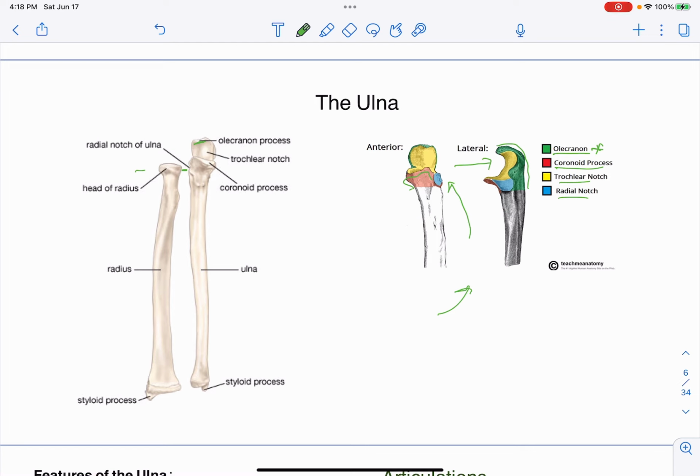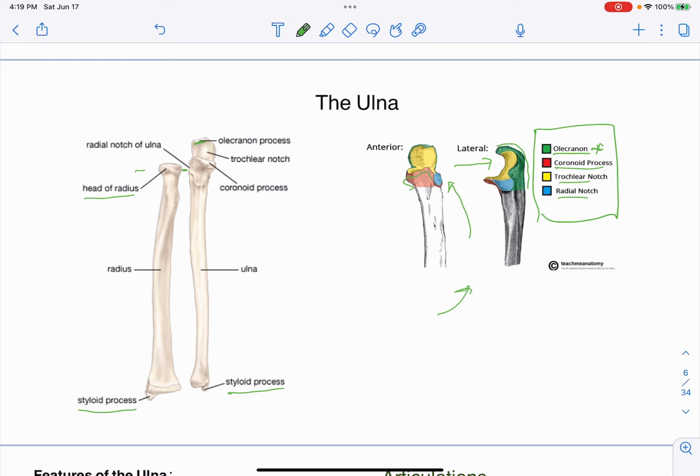There are not a lot of features to the radius, so it makes it somewhat of an easy bone to recognize and to be able to identify the features. So when you look at the radius, there's really only two features that I want you to know, which is the head of the radius and then the styloid process. So both the ulna and the radius have a styloid process that is sticking out toward the distal end of the bone.